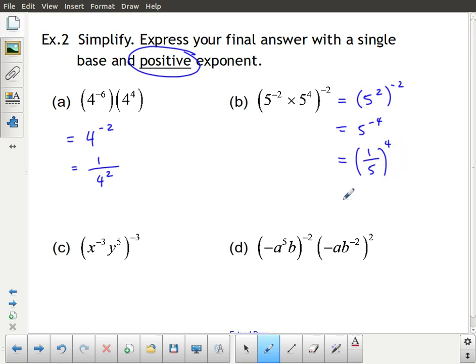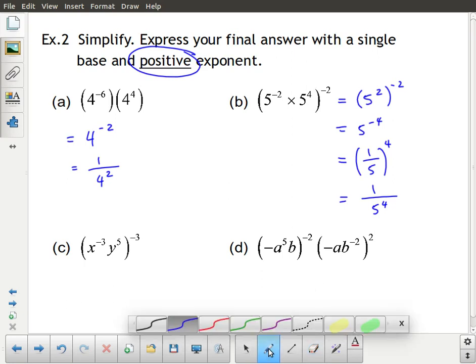I still actually prefer, in the end, since 1 to the 4 over 5 to the 4, well, what is 1 to the power 4? That's 1 times 1 times 1 times 1. So we don't actually need to put the exponent there for that one.